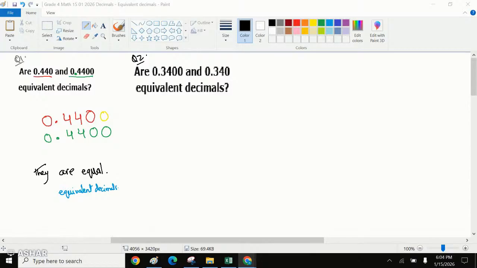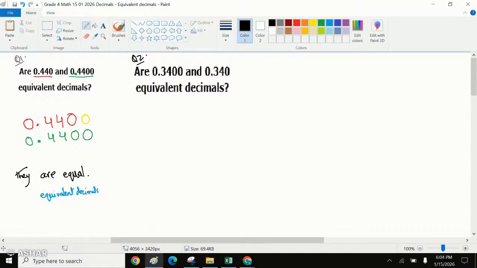So, are these numbers equivalent? The second question, question number 2: are these numbers equivalent? So what we do is we copy the first number, 0.3400, and we copy the second number, that is 0.340. We need to remember the decimal comes under the decimal, right? And we know that 0 at the end does not have any significance, right? It can be removed. Yes, they are.